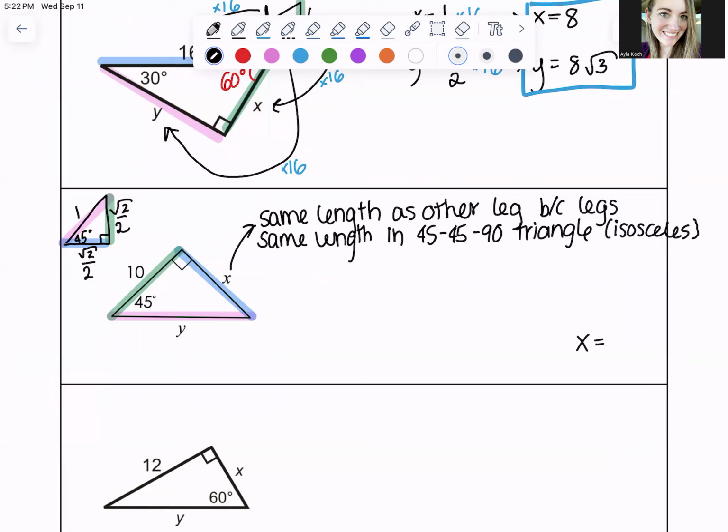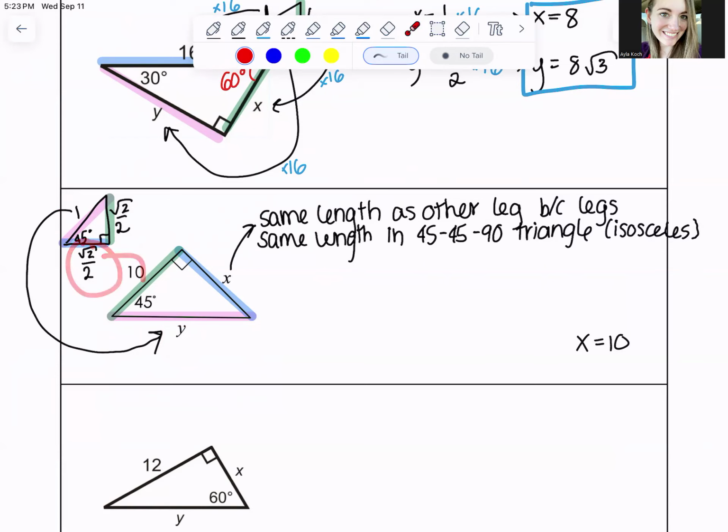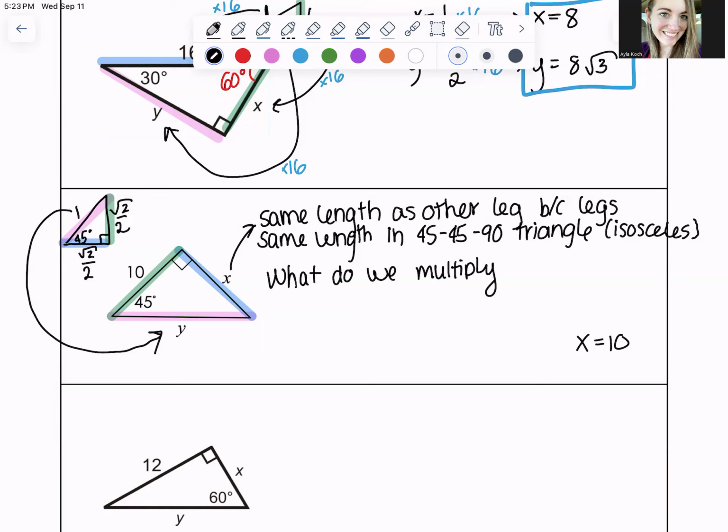Well, I'll put that down here in the corner. X is equal to 10. Done with that one. Now it's just y. So the question is, what do we need to multiply 1 by in order to get y? We can't just have a 1 here and a y here and know what to do. But we know that the square root 2 over 2 has to scale upward to a 10. So what do we multiply square root 2 over 2 by to get 10?